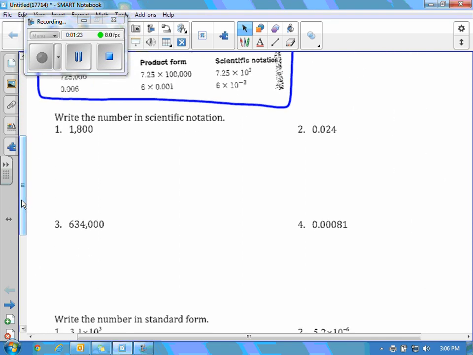It says to write the number in scientific notation. I'll do 2 examples, then have you guys go. First thing I'll do is rewrite this just to give myself some more room. Now I need to think about where the decimal is right now. If I have a whole number, my decimal is technically right here.